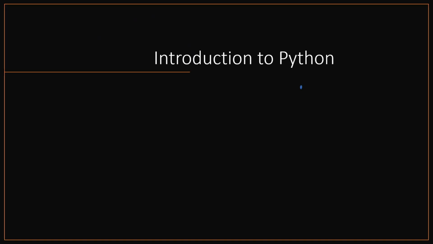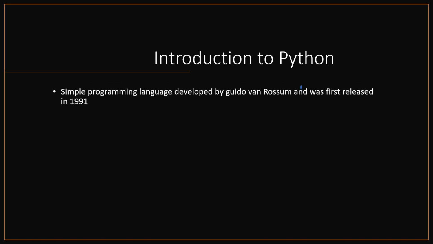Introduction to Python. Python is a simple programming language and it was developed by Guido van Rossum and it was first released in 1991. And now the question that may arise is why the inventor of Python named it as Python.